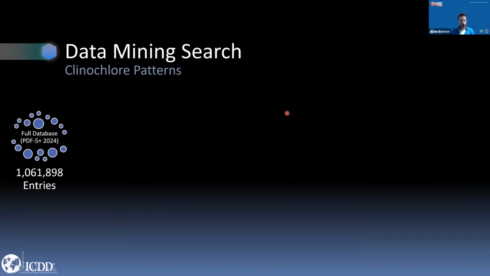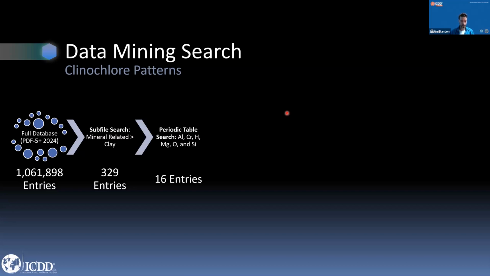Now, let me show you exactly what's happening when you do a type of data mining search like this. So we're looking at the PDF5 Plus 2024 database. And this database has 1 million, 61,889 entries. Once we add that clay subfile, so since we knew we were working with clays, I had selected the clay subfile under the mineral-related subfile search. Now we're down to just 329 entries. So this really shows you the power of using subfiles. We can essentially take 1 million entries and narrow it down to just 329.